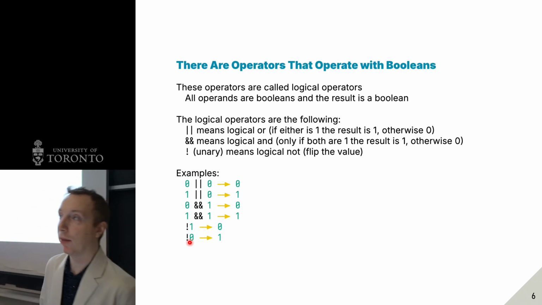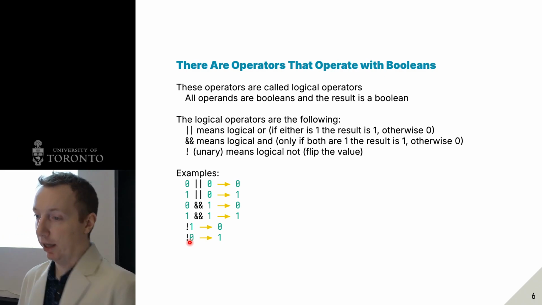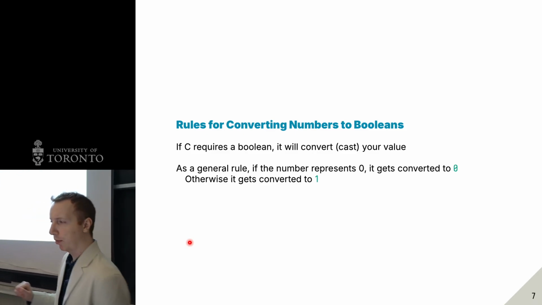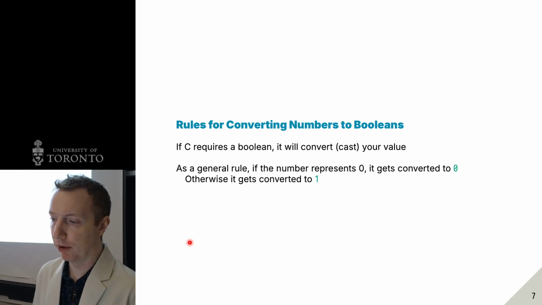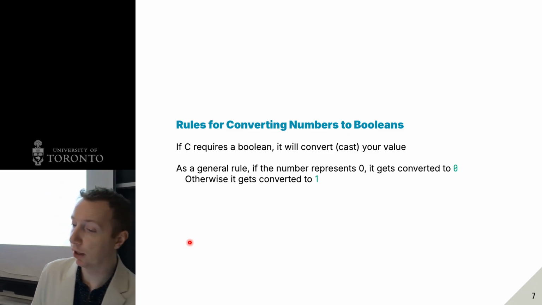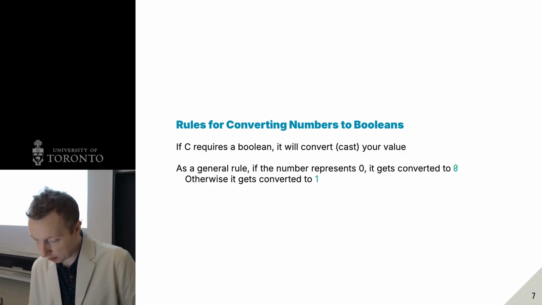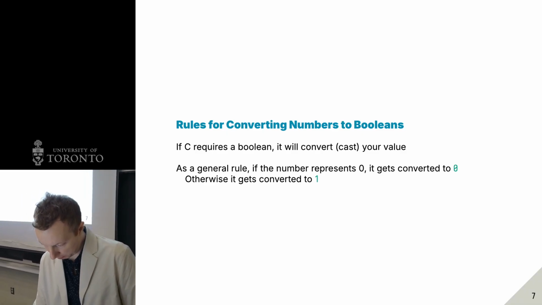So, questions about that? All right, after this, we can actually start almost writing funner programs. So again, rules for converting numbers to Booleans might be a bit weird. Let's see, what's our example?